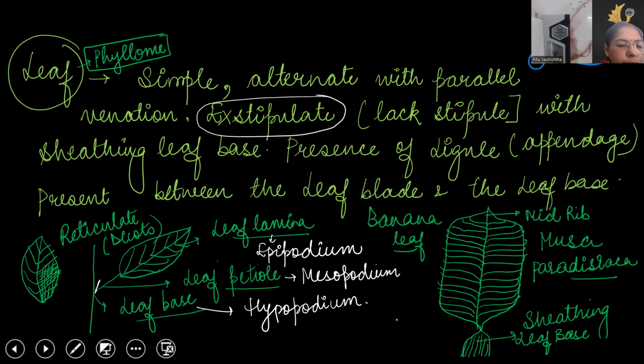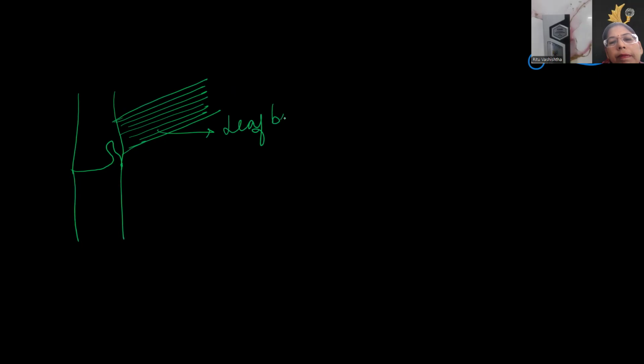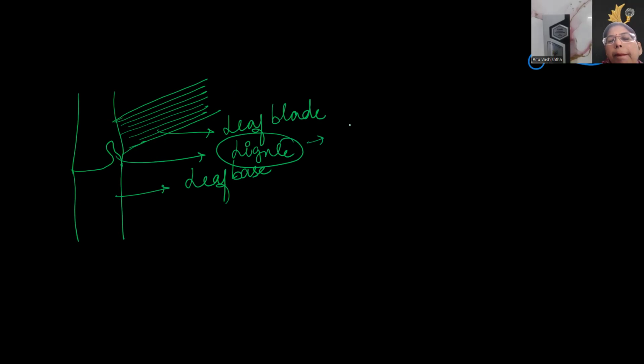I will also draw the structure ligule to explain what exactly is the ligule. Here you will find, let's suppose this is the leaf blade. Okay. And so here is the structure which is the ligule. This is the leaf base. It is present at the junction of leaf blade. And this is leaf base. And this particular structure is the ligule, which is a kind of appendage.